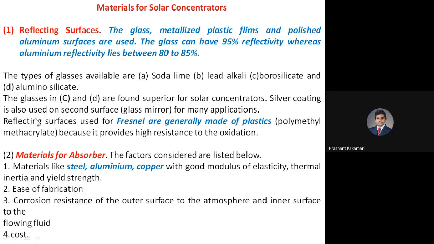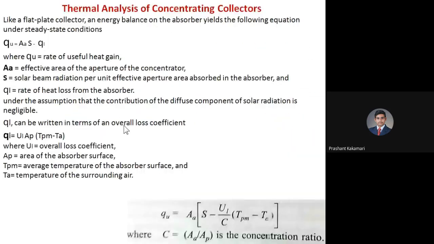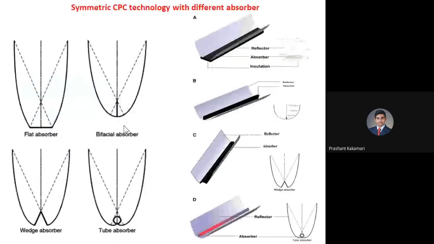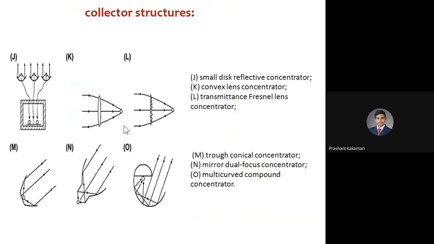Then silver coating is also used on the second surface, meaning the backside surface of the glass, to make it a mirror. Then reflecting surfaces used for Fresnel lens, as I told, are generally made of plastics. If you see that Fresnel lens, the surface roughness will be there.